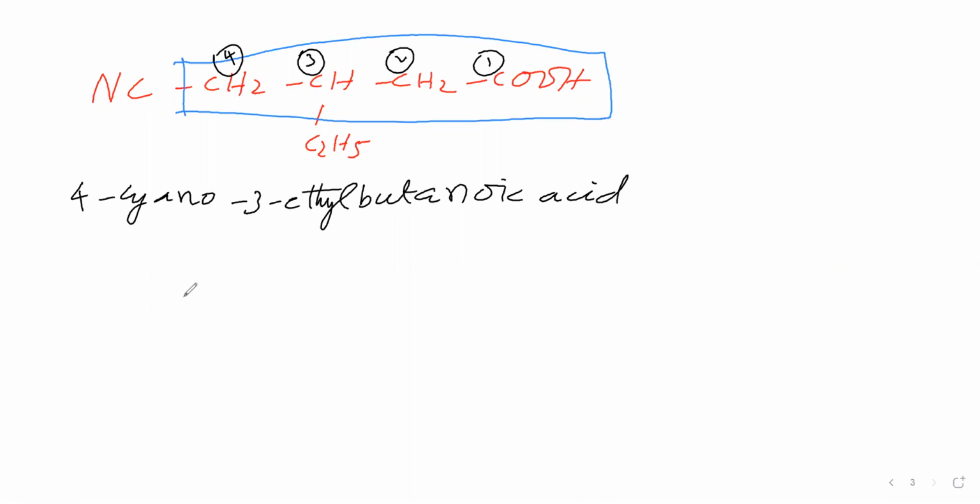Next, we'll take CH2=CH-CN. CH2=CH-CN we have taken. For this, what is the name? We will say the CH2=CH- part we will say as vinyl. That part we said vinyl. The CN part we are saying as cyanide. Vinyl cyanide. CH2=CH- part is vinyl. The CN part is called a cyanide. CN is a cyanide.